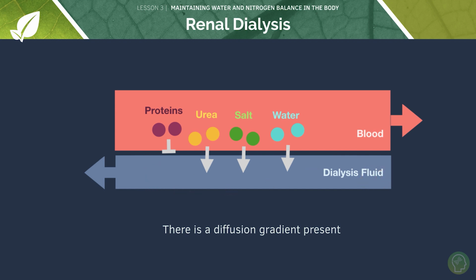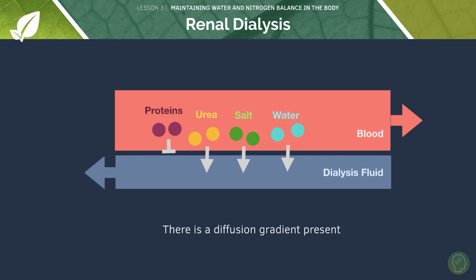So how does it work? Well, unfiltered blood is taken from the human. The blood is passed through the dialysis machine, and waste products pass from the blood to the dialysis fluid. And a countercurrent system is used. So this might all seem like gobbledygook to you right now, but we're going to work through it slowly.